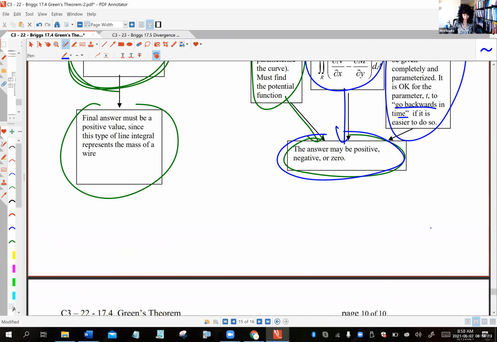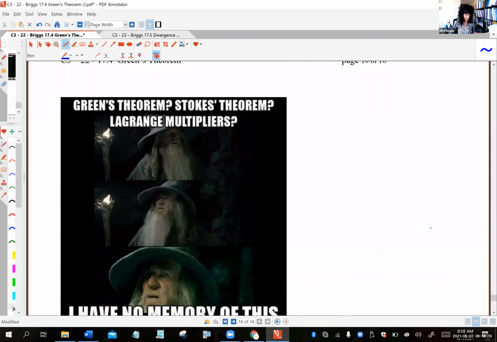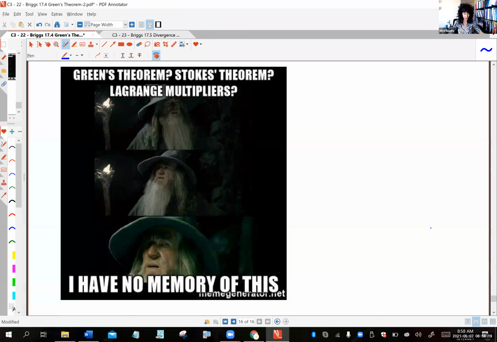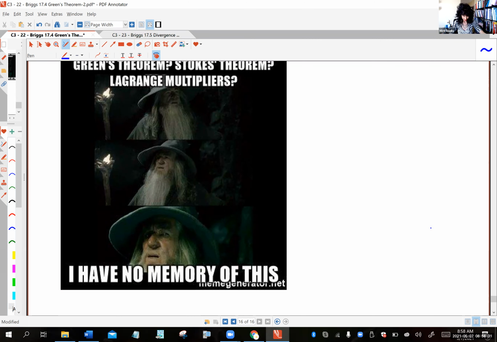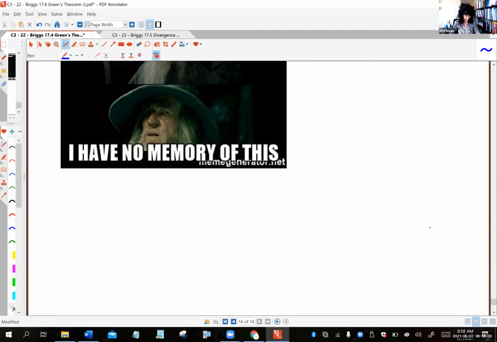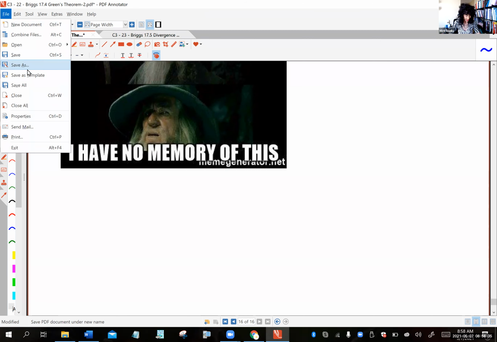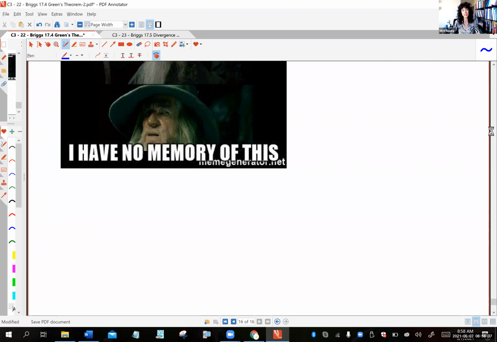So that's cool. So there's your summary. And I hope that you appreciate that little flow chart I made for you to summarize everything we've done so far. So that concludes Green's theorem.